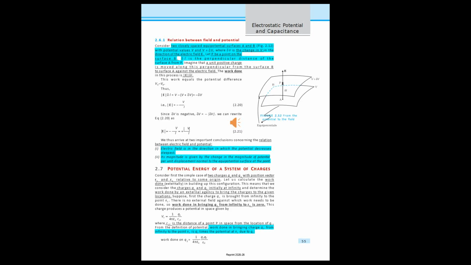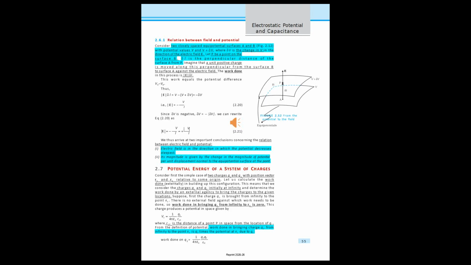Imagine that the unit positive charge is moved along this perpendicular from the surface B to surface A against the electric field. The work done in this process is E delta L. This work equals the potential difference VA minus VB. Thus, E delta L equals V minus (V plus delta V) equals minus delta V. So the electric field is given by equation 2.20. Since delta V is negative, delta V equals minus the magnitude of delta V, we can rewrite equation 2.20 as equation 2.21.